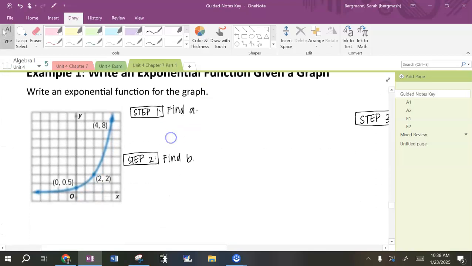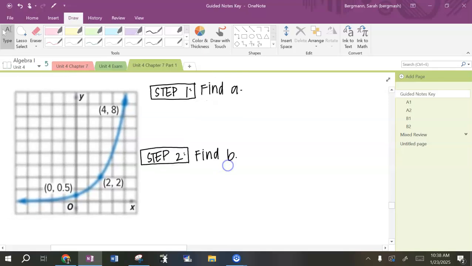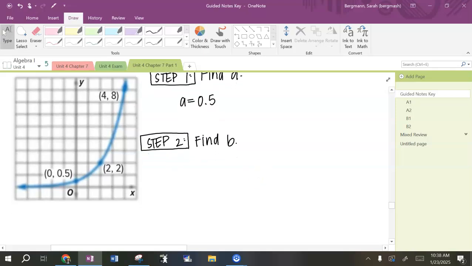So let's look at an example together. We need to write the exponential function for this graph. So step 1, find a. In this graph, I can see the y-intercept is here. That's where the x value is 0. It's where it's crossing the y-axis, on that point. So I know that my a value is 0.5. Next, I'm going to find b. So I'm going to take another point on the table, graph, or list of points. This one's a graph. I actually get 2 other points. I'm going to choose to use (2, 2) as my other point because smaller numbers will be easier to work with.